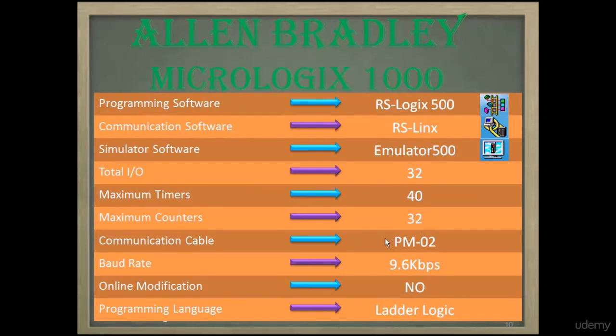The communication cable for this PLC is PM02, and the speed at which it transfers the program from PC to PLC is 9.6 kbps. Online modification of MicroLogix 1000 is not available. The programming language for this PLC is ladder logic diagram. So these are some basic features of this PLC.